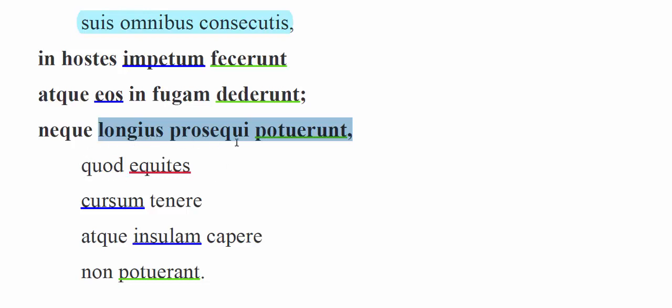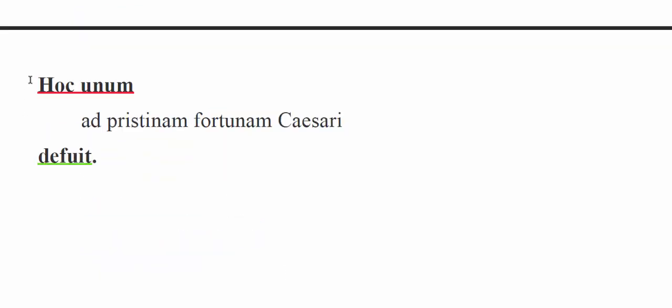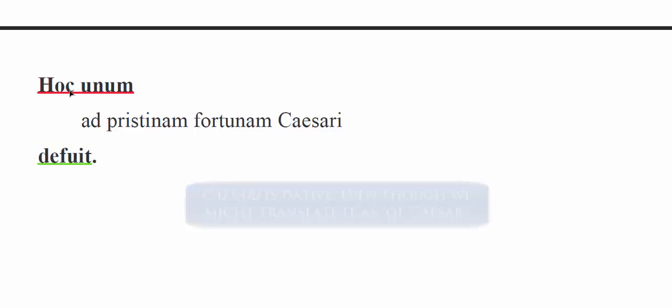So the barbarians can run away very easily, and Caesar cannot pursue because he does not have his cavalry on hand. And so we see, as we come to the end, this one neuter singular thing, compared to the previous good luck of Caesar, defuit, was lacking. This one thing was lacking. We might say, for the previous good luck of Caesar.